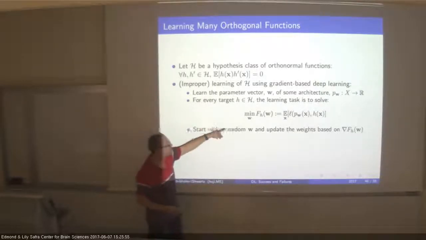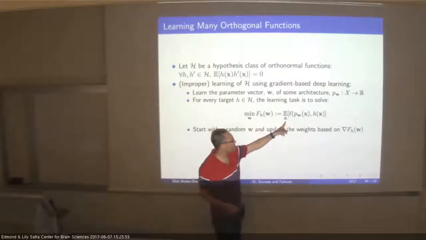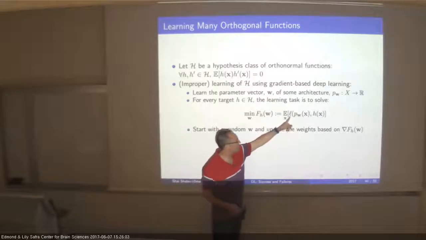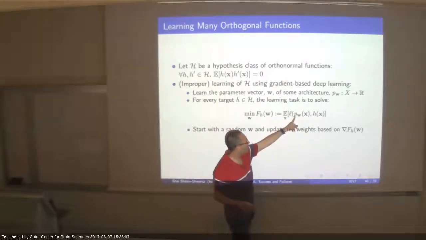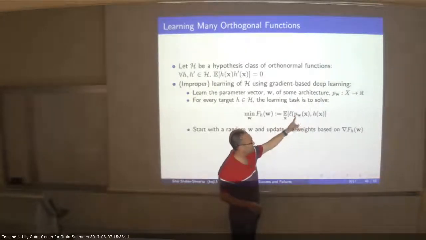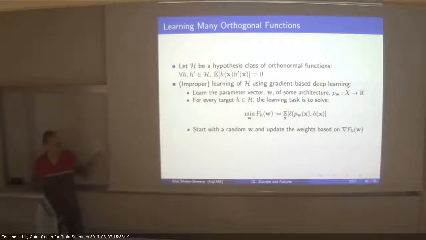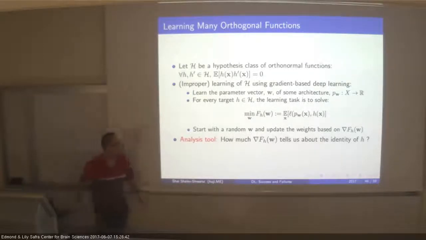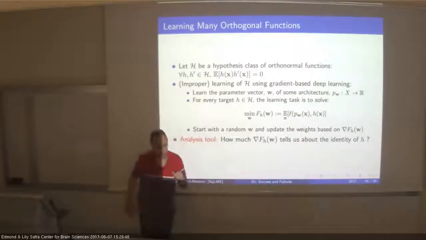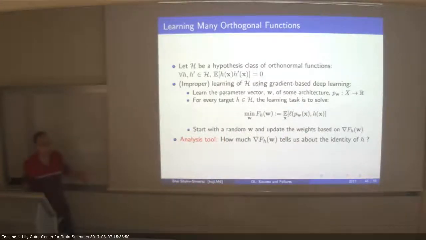So what is the learning task? The learning task is to minimize F_H of W, which is the expectation over the input of some loss function. You can also choose a loss function of your network, the architecture of the network, parameterized by the vector W of X versus H of X. This is the task. And I only assume that you start with a random W and then update the weights based on the gradient. To explain the failure, we will look at the information that the gradient of the objective tells us about the individual target function. Of course, we don't know the target function. We only know to take an estimation of this based on something. So the question is how much information do we have on the individual function?